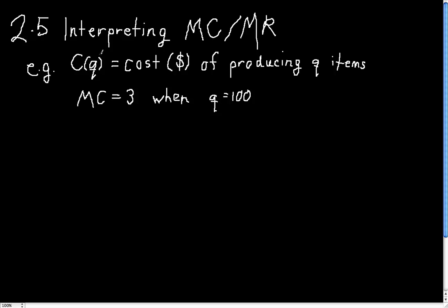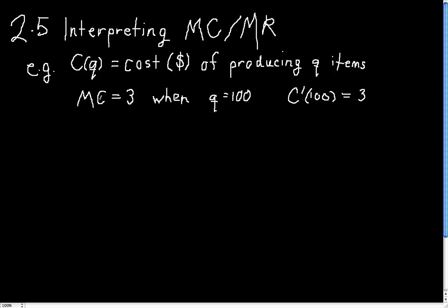Let's suppose that C of Q is the cost in dollars of producing Q items, whatever they may be, and we're given the following information. We know that the marginal cost is 3 when Q equals 100. So remember, marginal cost is the same as the derivative, so we could view this as being the same as C prime of 100 equals 3.